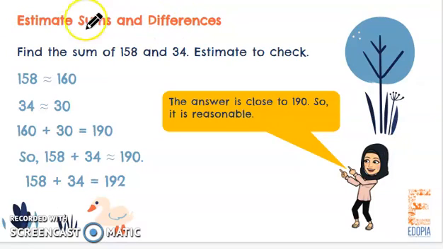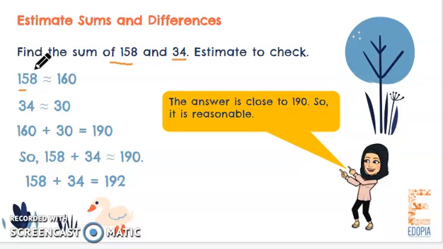Estimate sums and differences. In this example, we have the number 158 and 34. Find the sum of 158 and 34. Estimate the check. So I'm going to round off my 158 and 34 to the nearest tens. Now, when I round off this number, my target number is 5, and the very next number I have in ones is 8. 8 is greater than 5. This means we are going to round up.